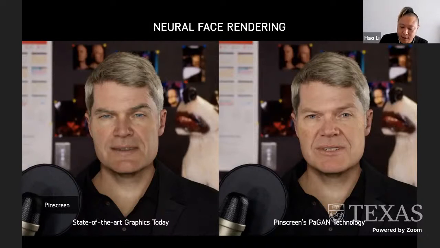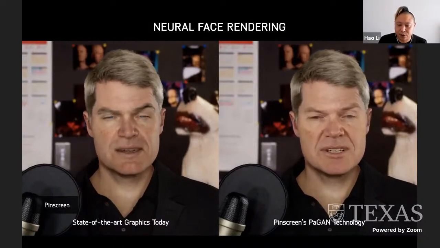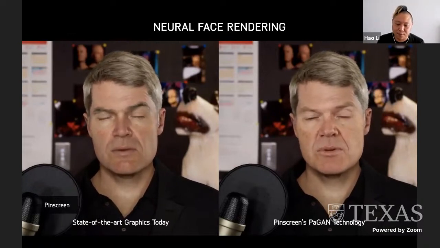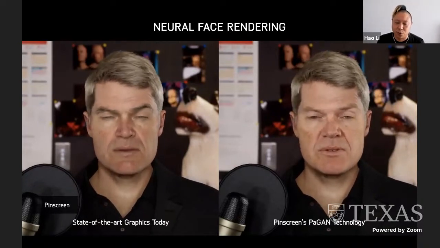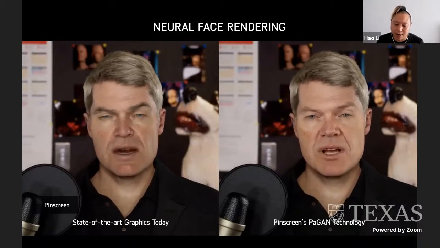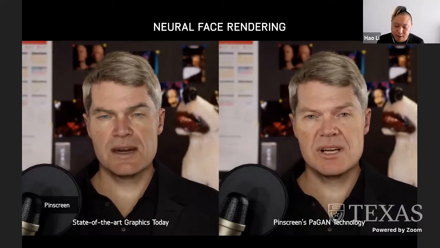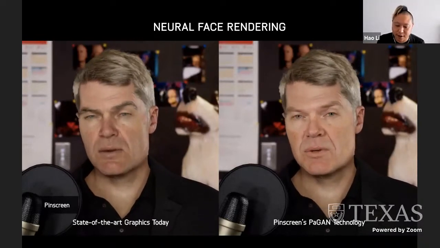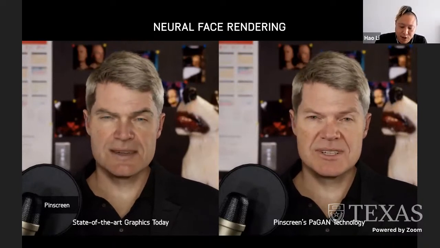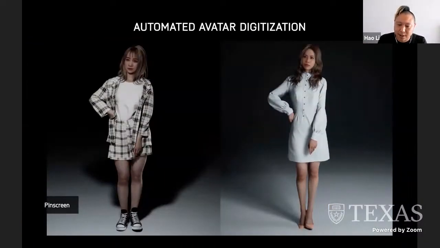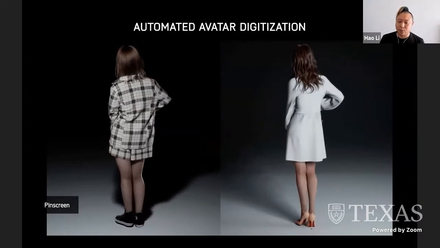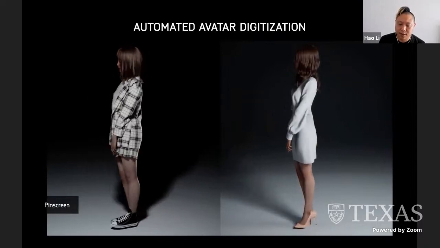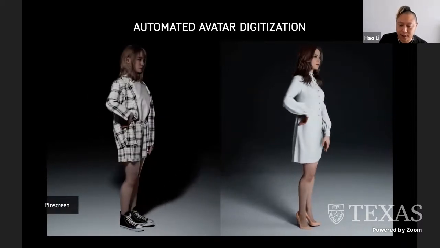So you can see on the left, this is a CG character of Mike Seymour, and on the right, you have a real-time neural rendering of his face, where the model has been trained using 4 or 5 minutes of video capture of his face. So we're using this technique in the context of human digitization, right? How can we create virtual content of digital humans for real-time application, for real-time virtual production?